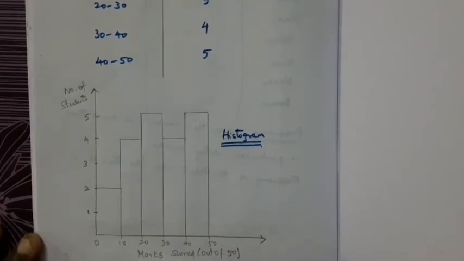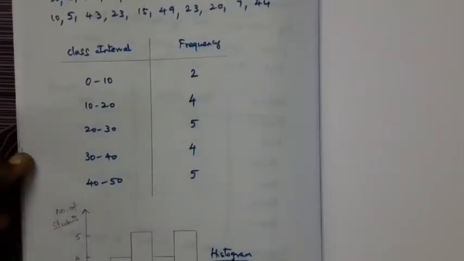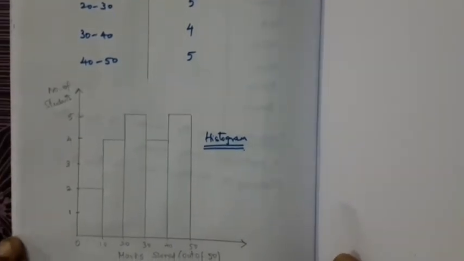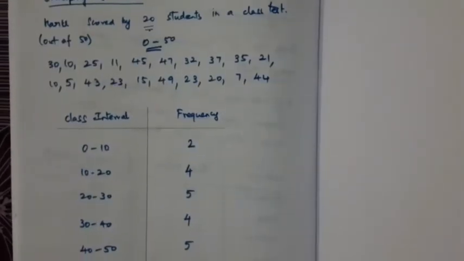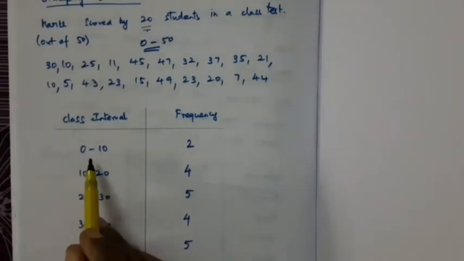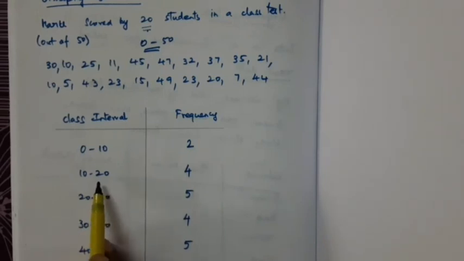In the horizontal axis you have represented the marks, that is, the group of observations. In the vertical axis you have represented the frequency. Whatever you have marked in class intervals will come in the horizontal axis and the frequency will come in the vertical axis. This type of representation is called a histogram. Here the lower limit is 0 and the upper limit is 10. Here the lower limit is 10 and the upper limit is 20.